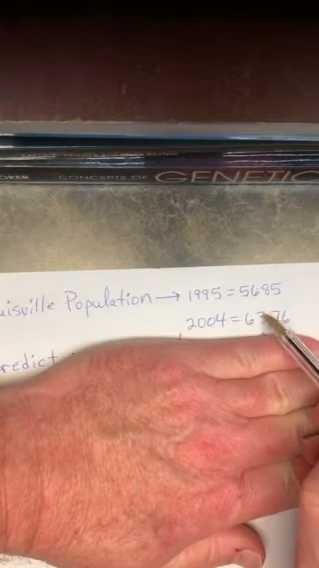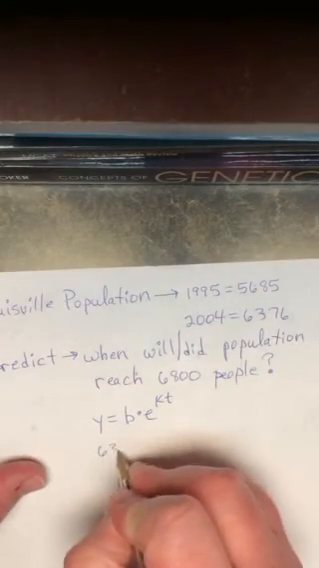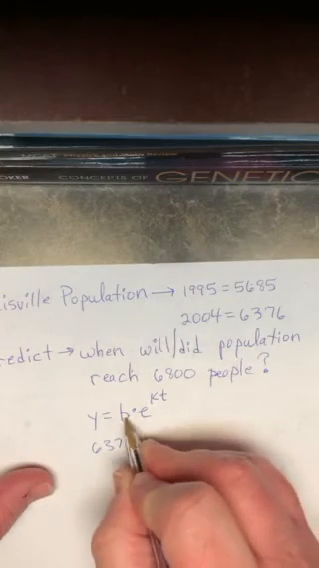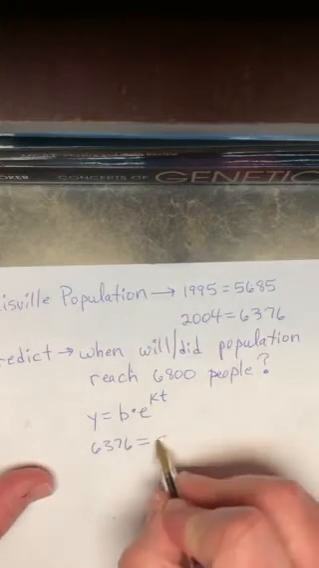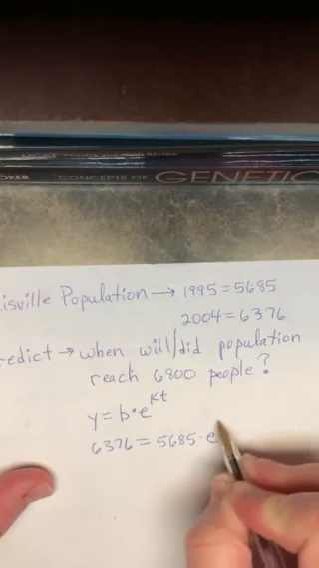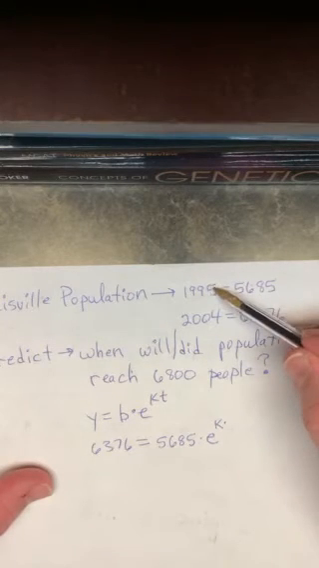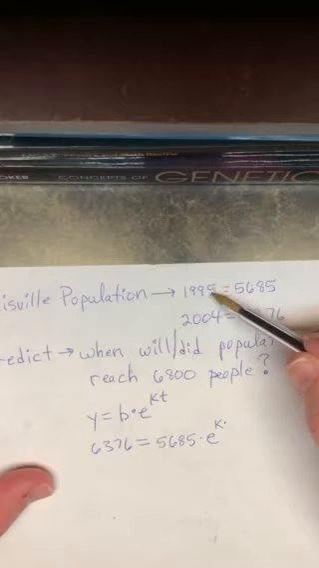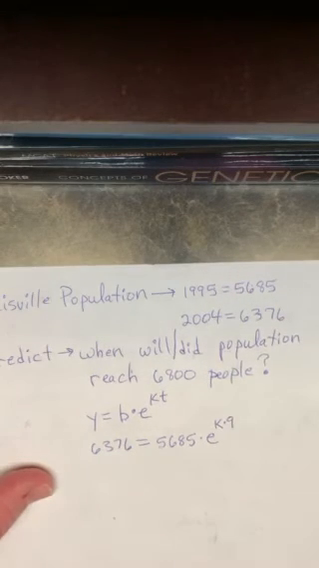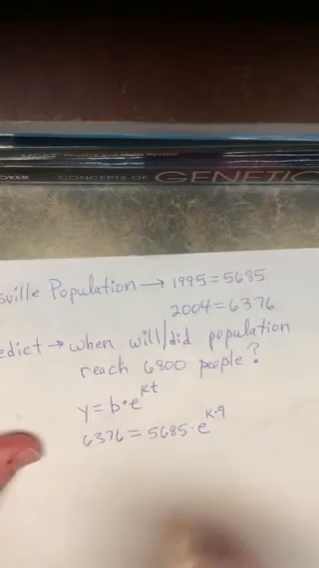So my final amount of people in this little 9-year experiment is 6376. That equals, in the beginning of this problem, there were 5,685 people, times e to the k, which is unknown, and t. Think about it, we started in 95, we finally looked in 2004, so didn't 9 years pass by? So just like those last two, we can at least solve for k now, correct?